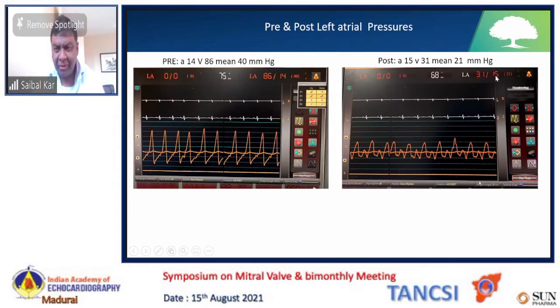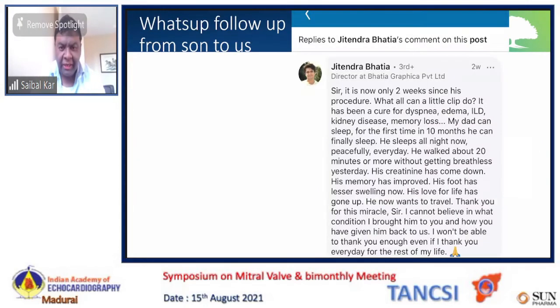And the mean LA pressure and the V wave has gone from 86 to 31. The patient obviously got extubated immediately. And when he went home, I left India in a couple of days. And this is a letter that he wrote, which I want to read to you. This is one of the documents that I showed the Indian FDA before its approval.